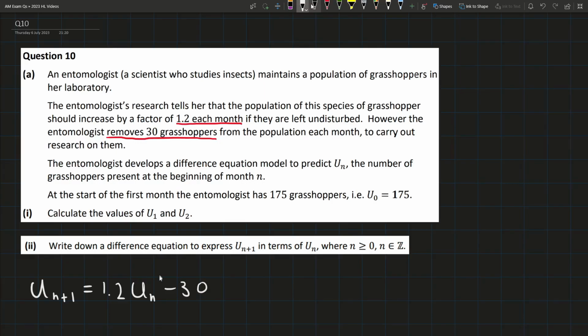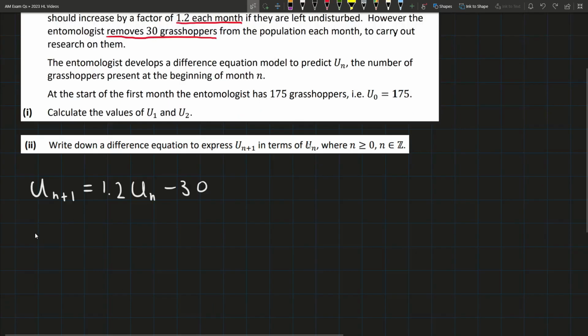Now, technically, it kind of matters if they took the grasshoppers out at the start of the month or the end of the month, because if they took it out at the start of the month, then the 1.2 would apply to both of these things, kind of like this. But I tried doing it that way, and it doesn't quite work out. It ends up with negative numbers, which doesn't really make sense. So we assume that they take the grasshoppers out at the end of each month, and you'll see why in a second.